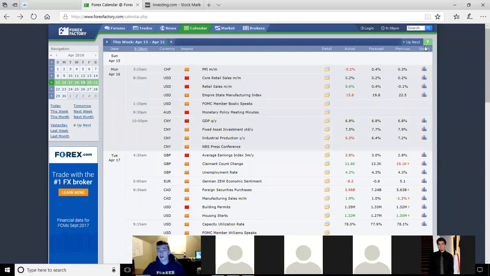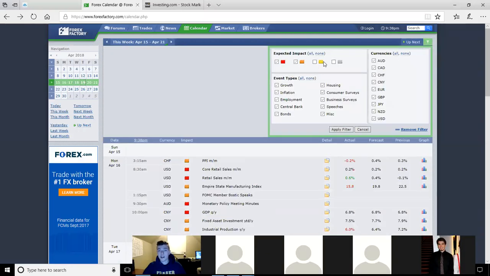Right where this little green arrow is, you click that and uncheck the yellow folder and the gray folder. A gray folder means it's a bank holiday and a yellow folder means it's low impact. So both of those don't really affect the price of the market when it moves. Red folders impact price like crazy and then orange ones just affect it a little bit.